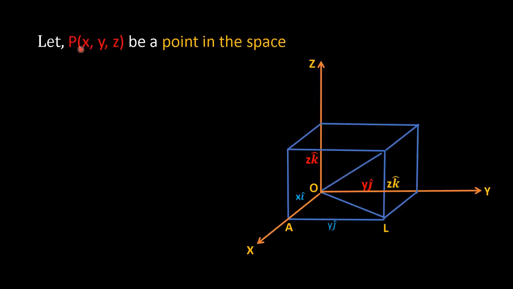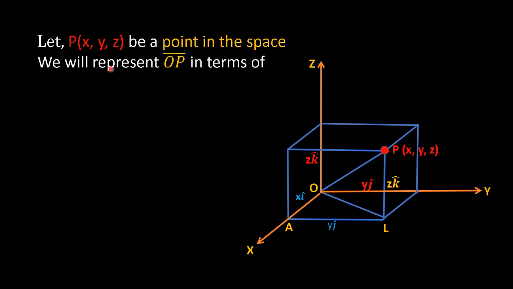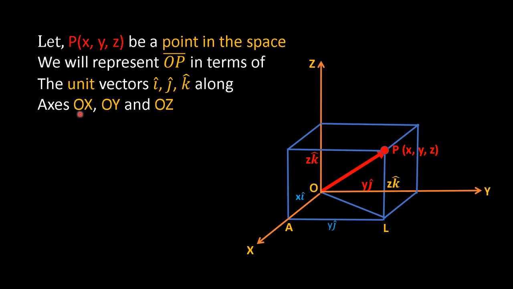Let P(x, y, z) be a point in space. We will represent OP bar in terms of the unit vectors i cap, j cap, k cap along the axes OX, OY and OZ.